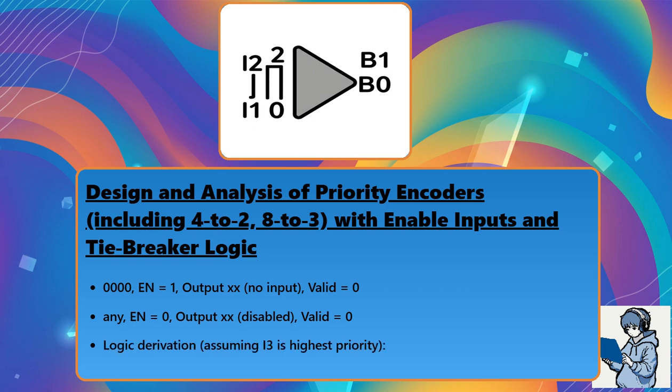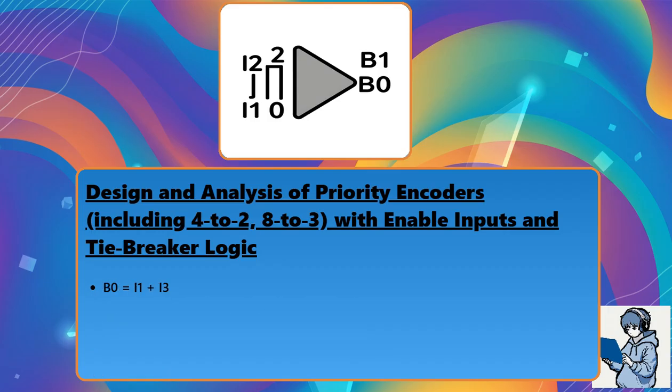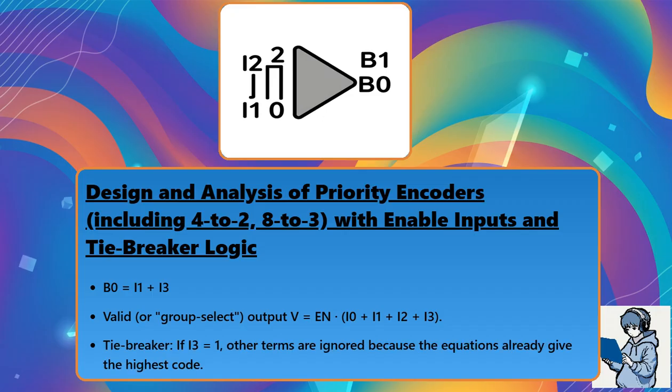Logic derivation assuming I3 is highest priority. B1 equals I2 plus I3. B0 equals I1 plus I3. Valid output V equals enable times (I0 plus I1 plus I2 plus I3). Tiebreaker: if I3 equals 1, other terms are ignored because the equations already give the highest code.